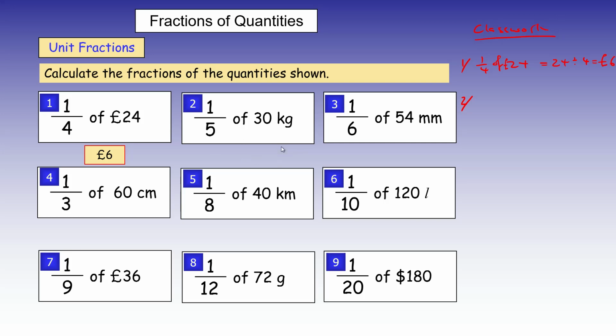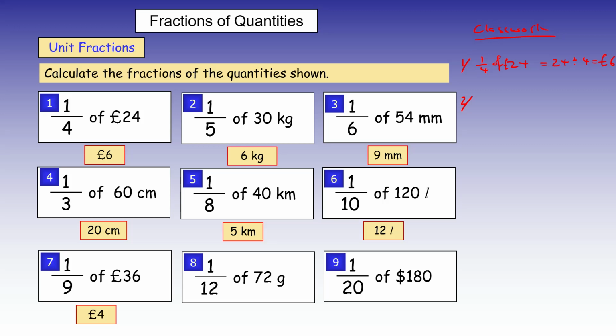Okay, on question 2, you should have 6 kilograms. Question 3, you should have 9 millimeters. Don't forget your units. Question 4, you should have 20 centimeters. Question 5, 5 kilometers. Question 6, the units you got are liters. So you should have 12 liters. Question 7, you should have 4 pounds. Question 8, how many times does 12 go into 72? 6 grams. And question 9, how many times does 20 go into 180? You should have $9. Okay, good.